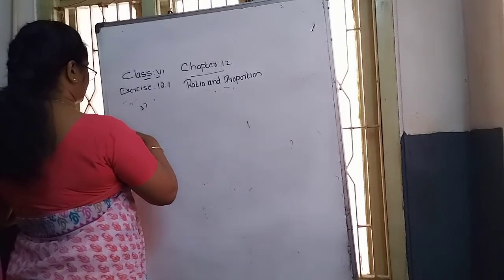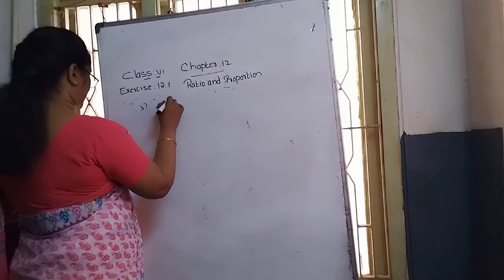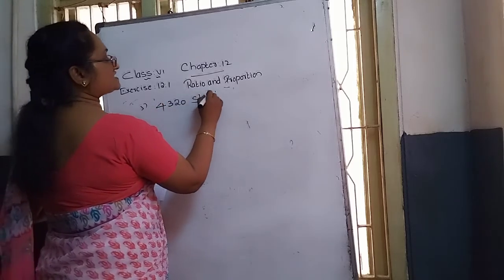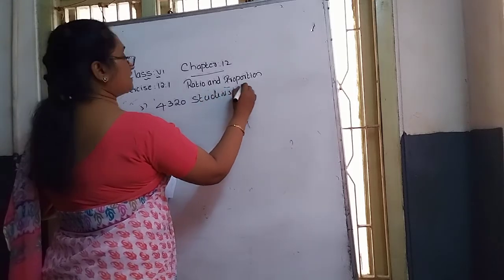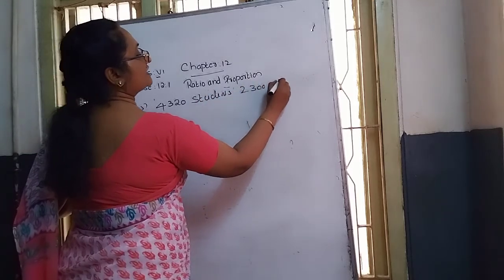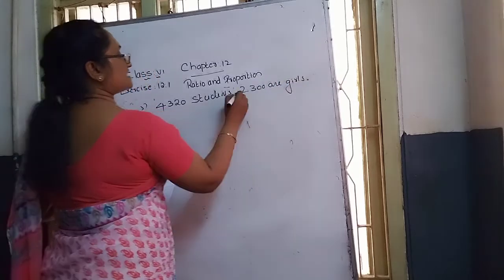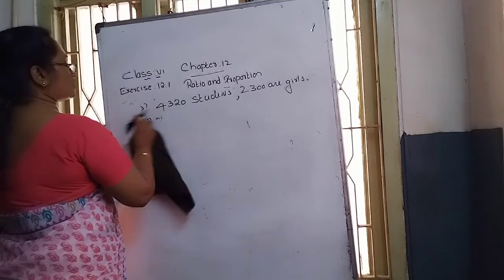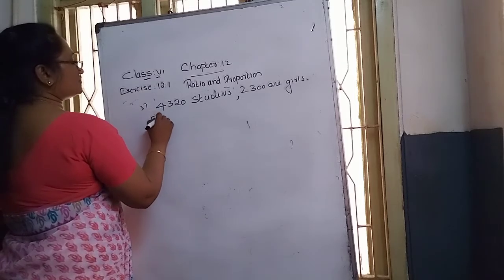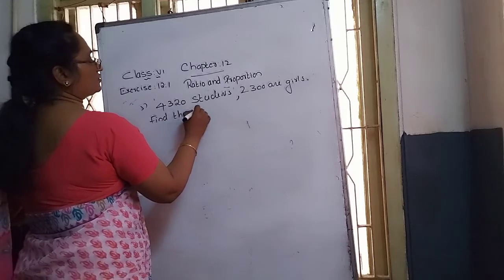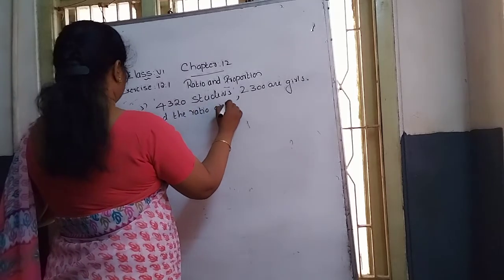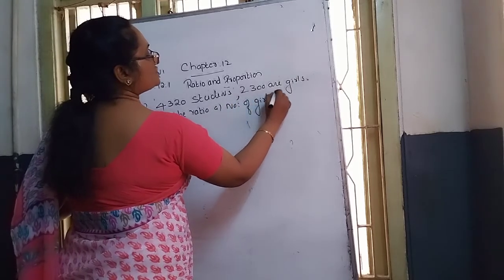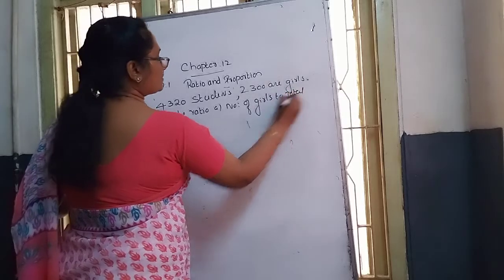Here one college is there. In a college, the total strength is 4,320 students. Then 2,300 are girls. First part, they are asking to find the ratio of the number of girls to the total number of students.